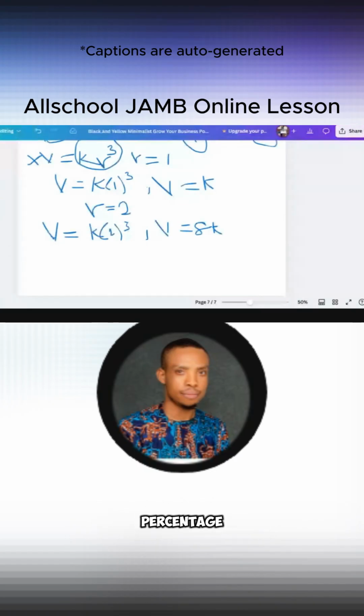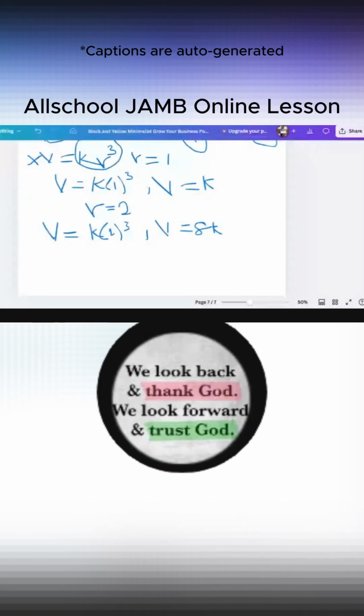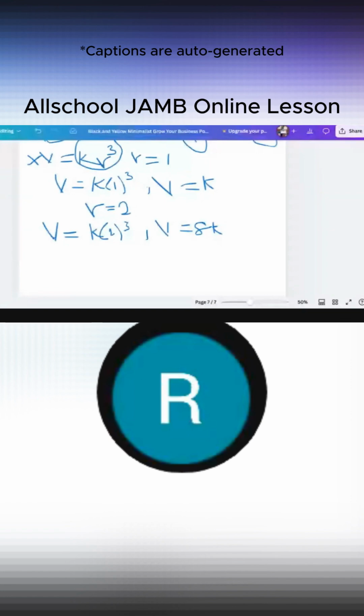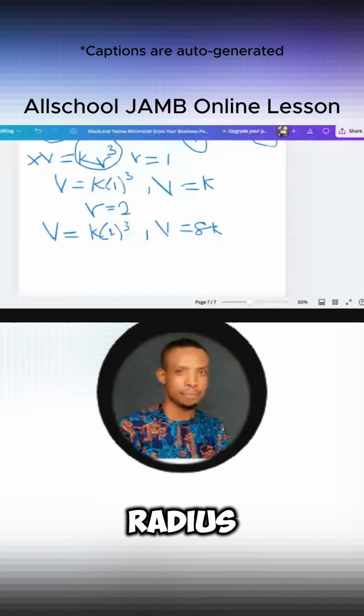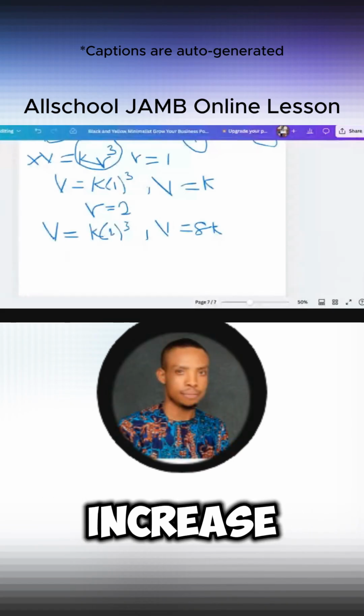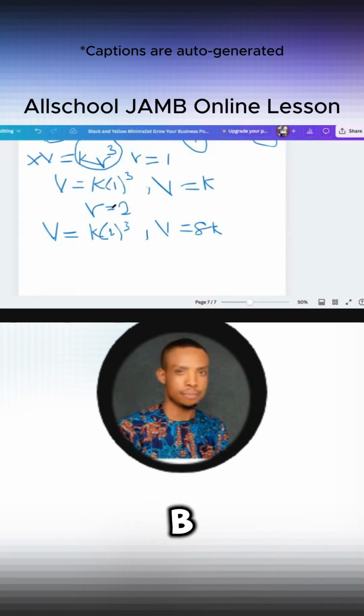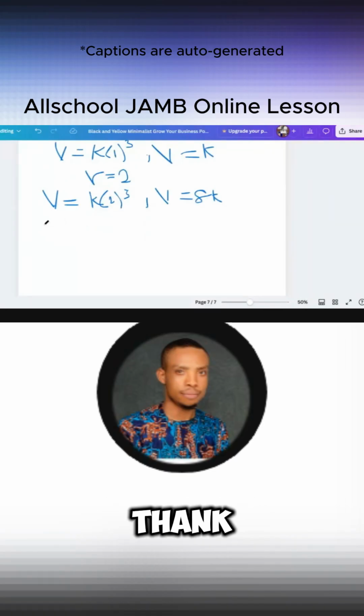Now, the question is asking for percentage. Did you take a screenshot of the question, please? Yes. Volume varies directly as the cube of its radius. By what percentage will the volume increase if the radius is A, doubled, B, increased by 20%?